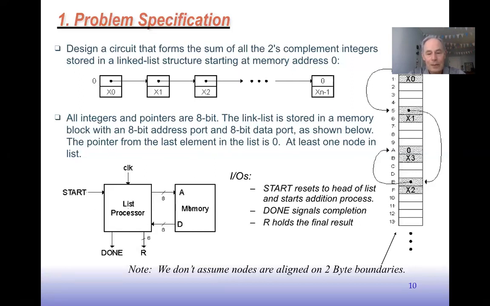For it to do its job, it needs a memory here. So we'll assume there's a memory, and here's the 8-bit address. You put an 8-bit address in, and there's an 8-bit result that comes up. That's asynchronous memory. This note here: we don't assume that the nodes are aligned on 2-byte boundaries. Right? So in fact, here's not a 2-byte boundary. You could make things simpler by making the nodes aligned to 2 bytes, to only appear on even addresses, but we won't do that, just to keep things a little more challenging.